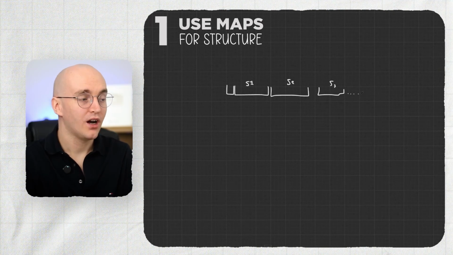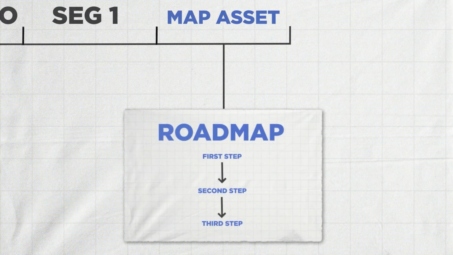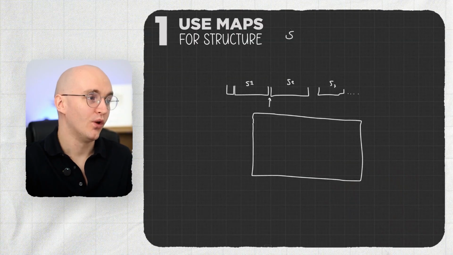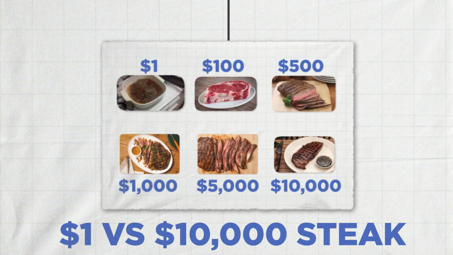Now, what is often done is that we get the intro, we get to your first segment, and after this one, you have a little bit of a map asset. This could be a roadmap. So let's say this is a video, $1 steak versus $10,000 steak. In that case, you can have 6 squares that show that after the first segment, you have done your $1 one right here. It check marks it off, and now you go to your $100 one. And this allows the viewer to see where they are in our journey.